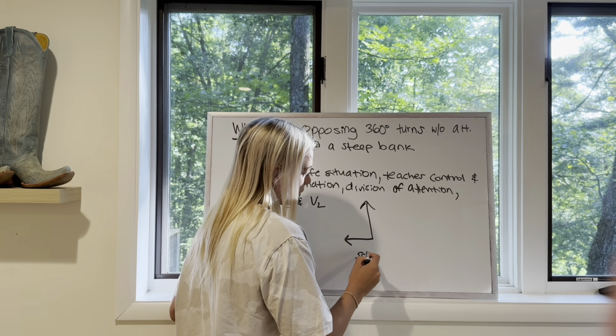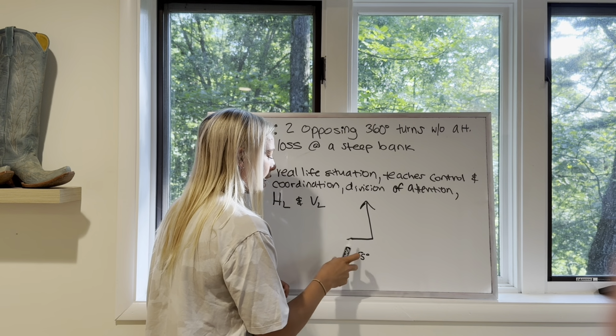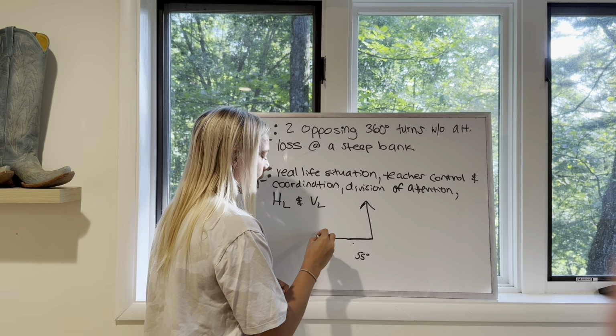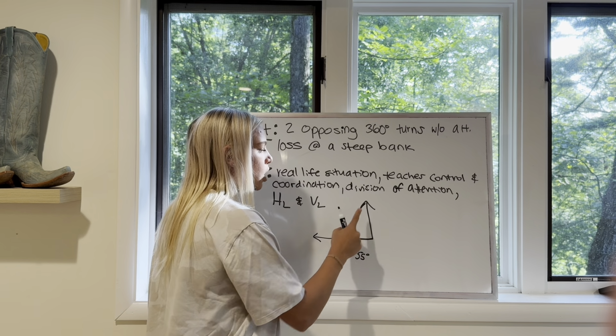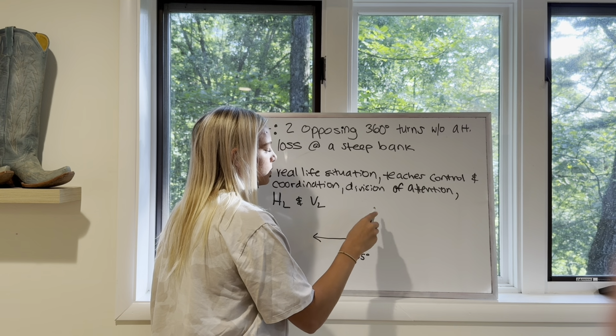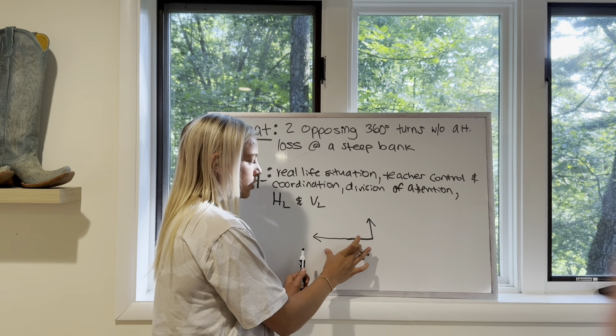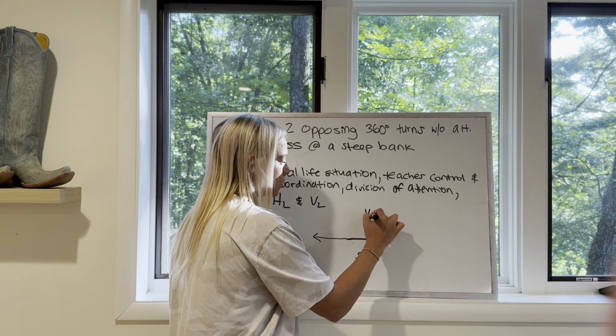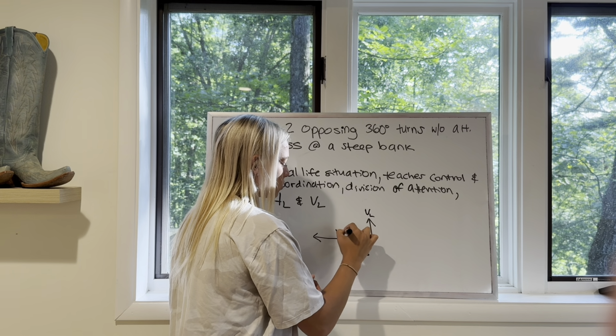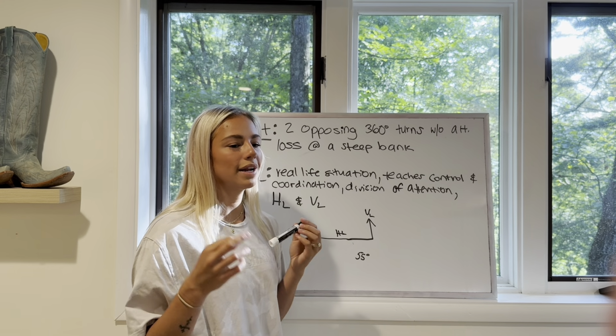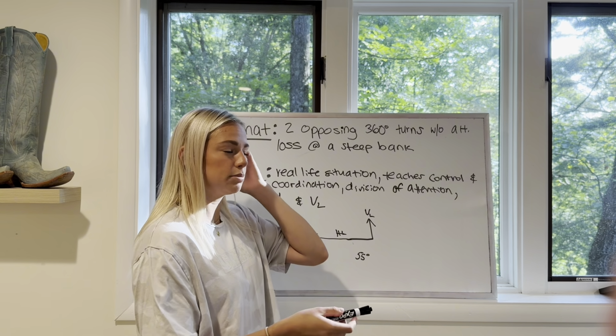So let's say we're banking 55. Now all of a sudden, since we're banking so much, we're gonna have a lot of horizontal lift, which means that our vertical lift is gonna go down because it's getting contributed to the horizontal lift. So this is vertical lift and this is horizontal lift. So we're gonna experience this in the plane when we do the steep turn.